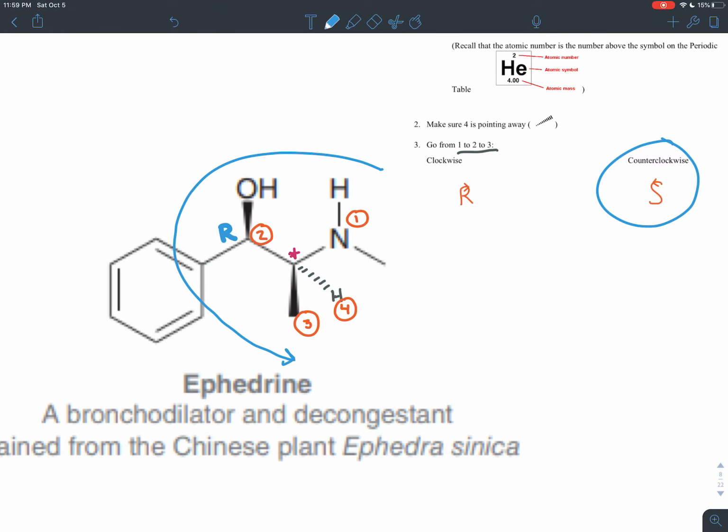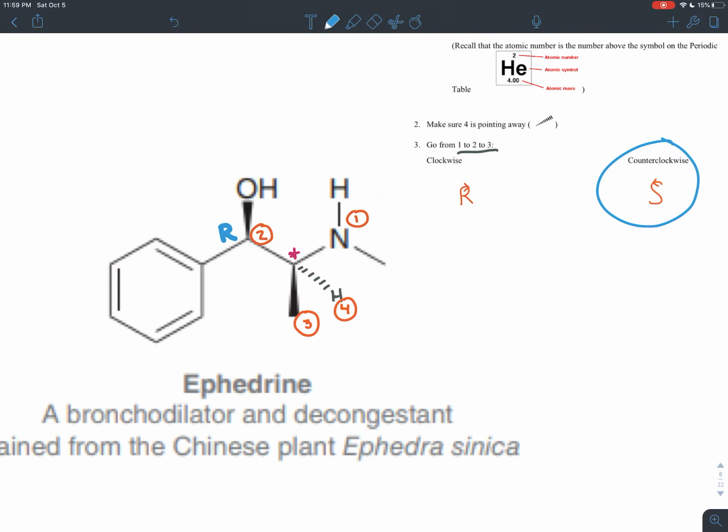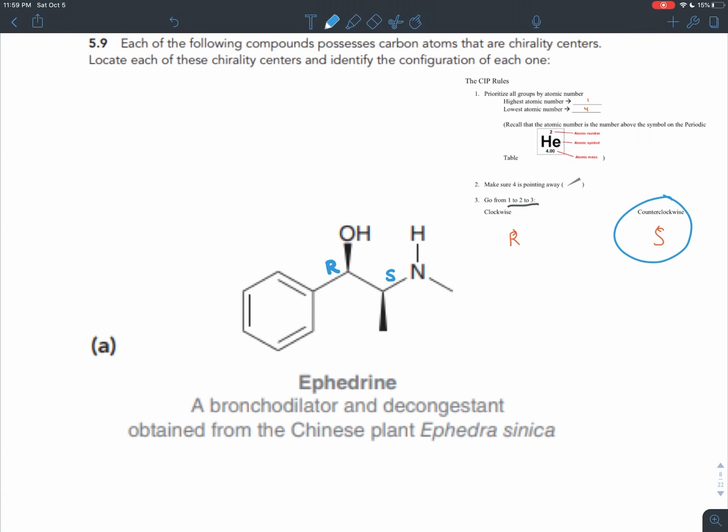That means that this handedness is left-handed. This chiral atom is the left-hand version of itself. And so we would write S. So those are the 2 chiral configurations for these 2 chiral centers. They're the only 2 chiral centers in the molecule. The one on the left is R, the one on the right is S.